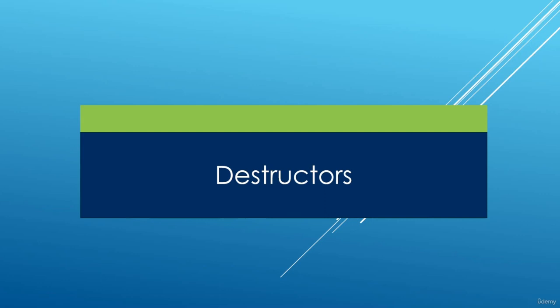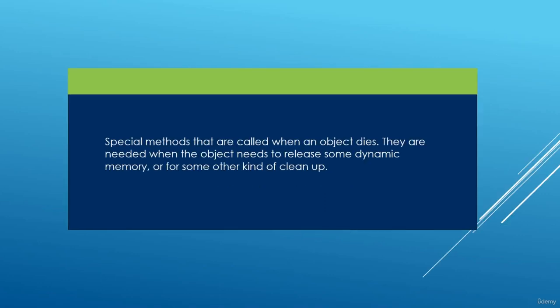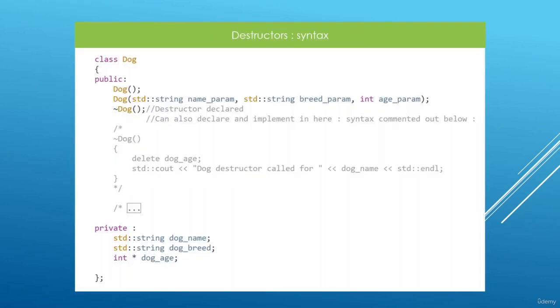In this lecture, we're going to learn about destructors. Destructors are special functions or methods in a class that are called by the compiler to destroy your object. And these are going to be especially useful if you are, for example, allocating memory in your constructors. Let's look at a simple example.